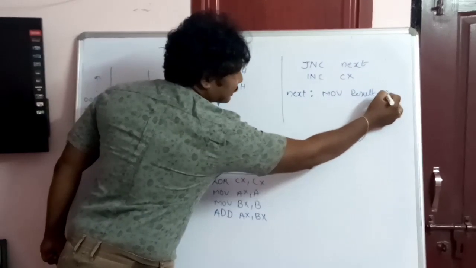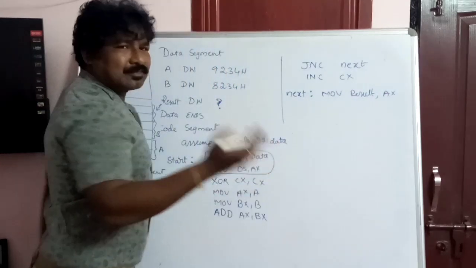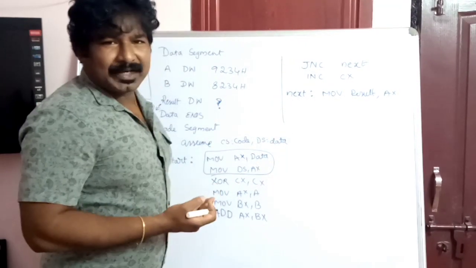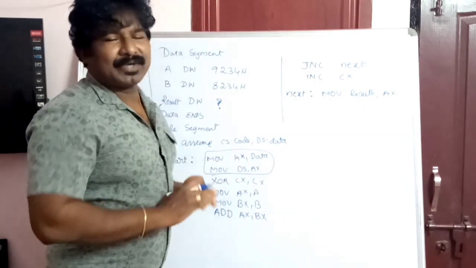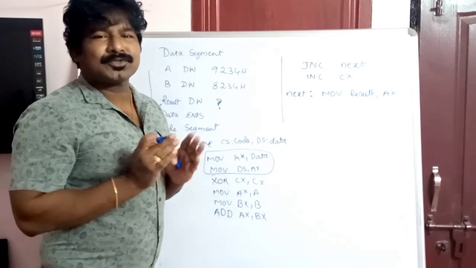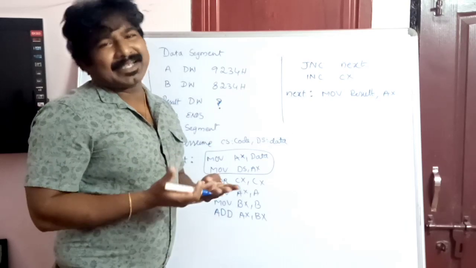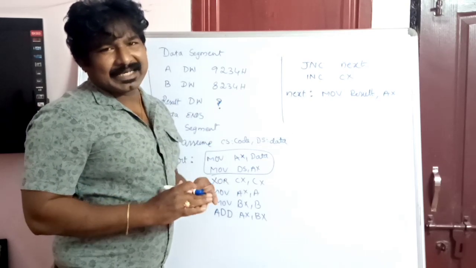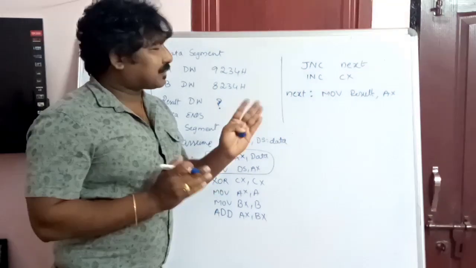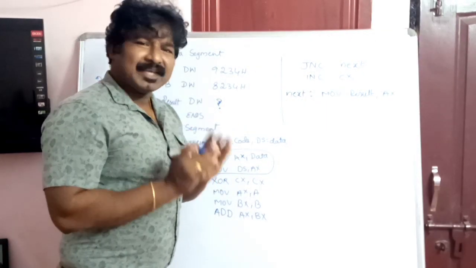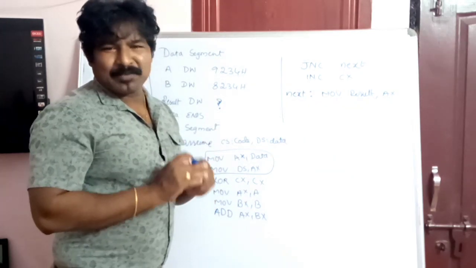Then MOV result, AX. What is this line? We are just moving the sum value into the third variable, that is the result. What is the next thing that we have to do? We have to store the carry also next to the result value. How can I do that? You need to move the contents of the CX register to the adjacent memory location of the result variable, the result memory operand.